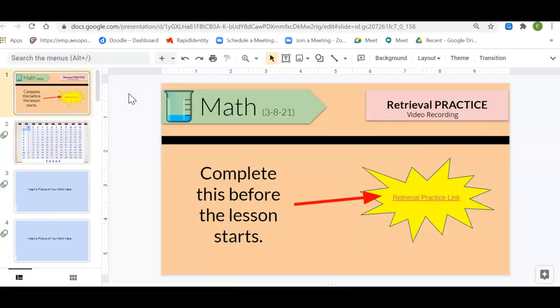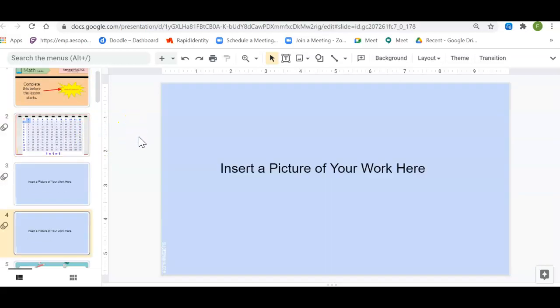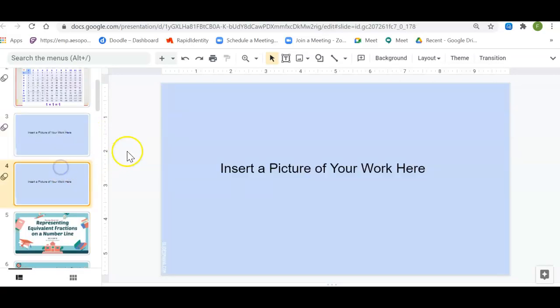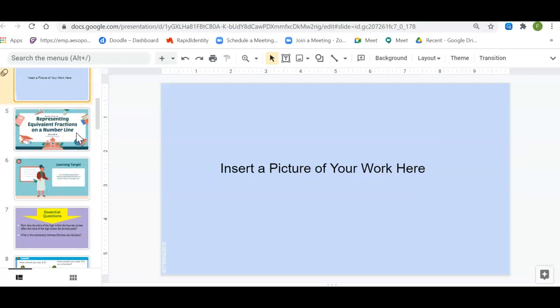All right, so we've had a chance to complete the retrieval practice link. We're going to go back to our Google Slides. And of course, our next slide here is multiplication table that's here as just a resource for you. And on the next two slides, these are places where you can insert a picture of your work. You would insert a picture of your work if you're working in your notebook, or if you're working in the math binder, you would take a picture of your work and insert them here. This is so that your teacher will be able to see your work and you can get credit for it.